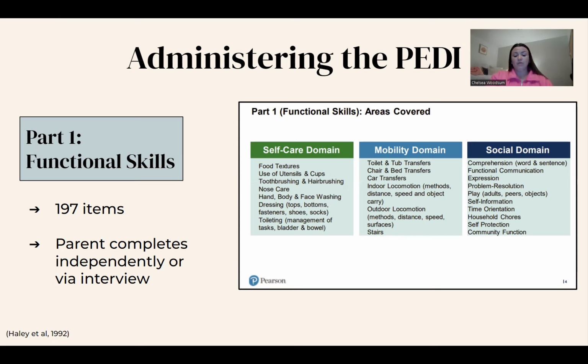And then the image to the right is an in-depth overview of the areas that are covered in this section. Each of the domains has a different area of focus that pertains to the child's everyday activities. As you can see, the self-care and mobility domains address ADL functioning, and then the social domain focuses on cognition, play, and IADLs.